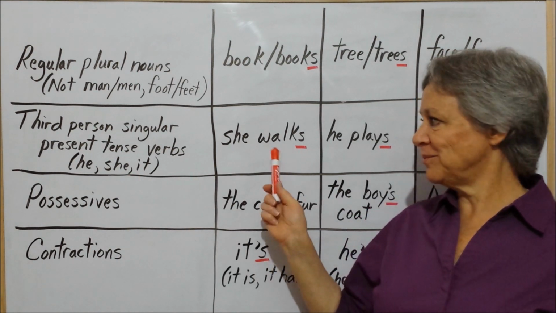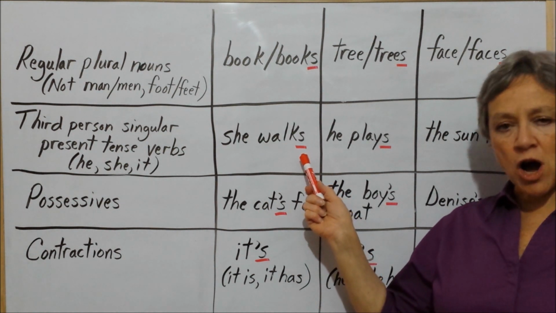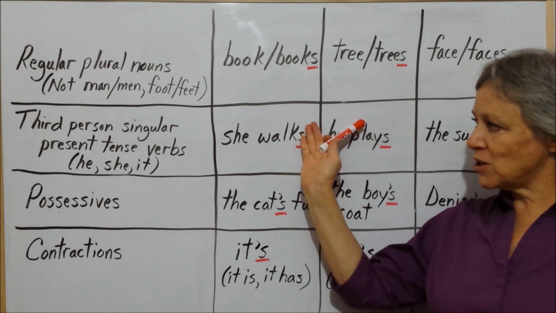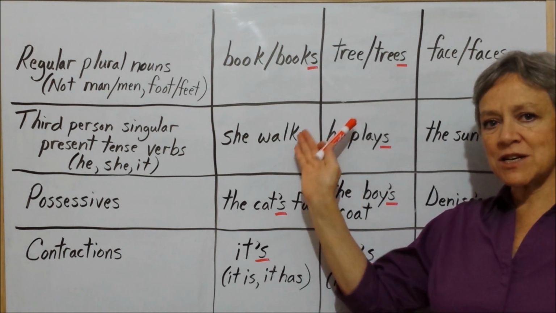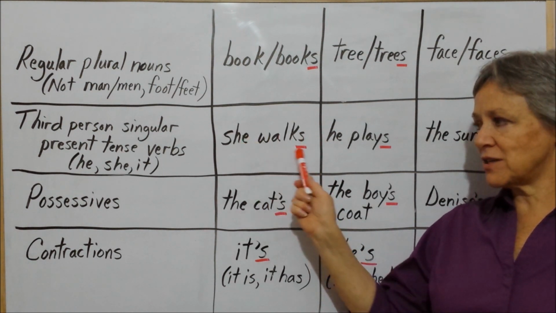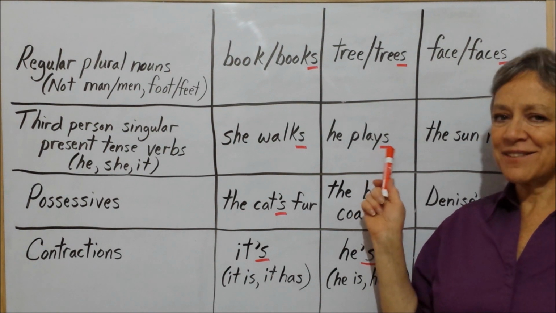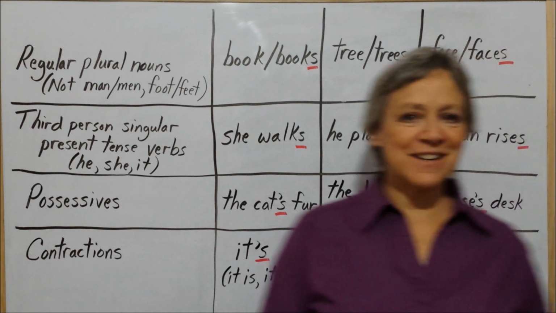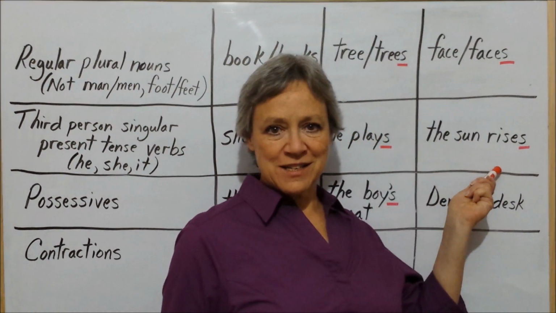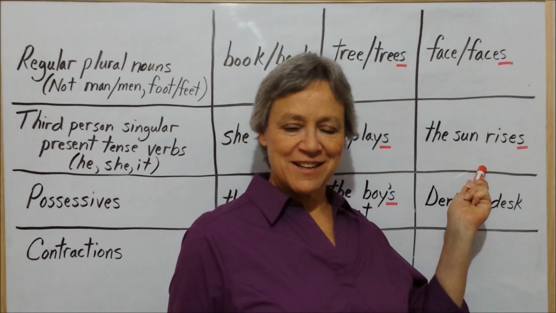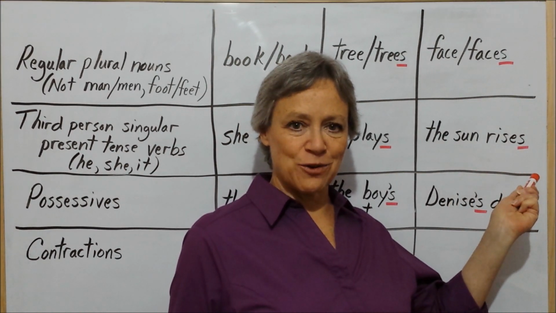Here are some examples. She walks. I cannot say she walk. I must say she walks. With this subject, we always have an S. He plays. I must have an S. And the sun rises. This would be the subject it. So I must add an S to this verb.